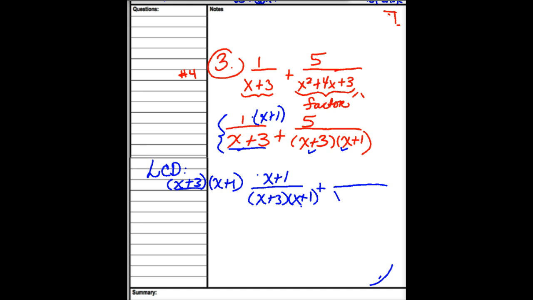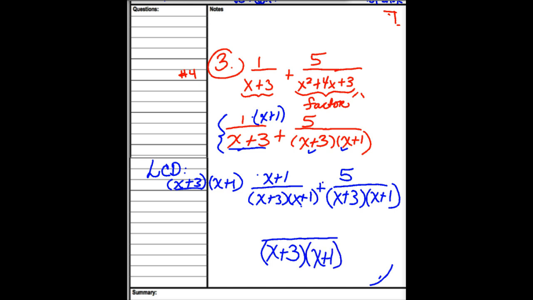So the next one with my LCD doesn't need to be changed. It has everything it needs, so the 5 stays right here. Now that I have a common denominator, I keep it. And I do the operation that's indicated, which is to add. So I do x plus 1 plus 5. I have a pair of like terms here, so I'm going to call that x plus 6 over x plus 3 times x plus 1.